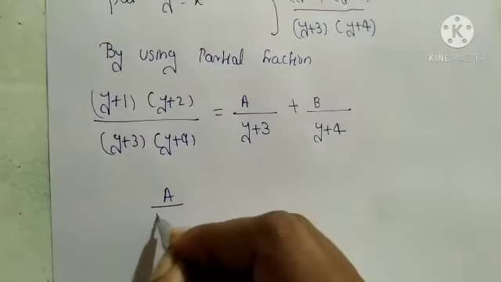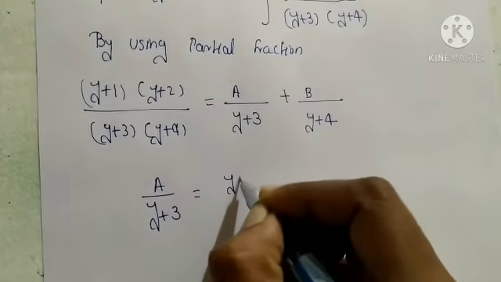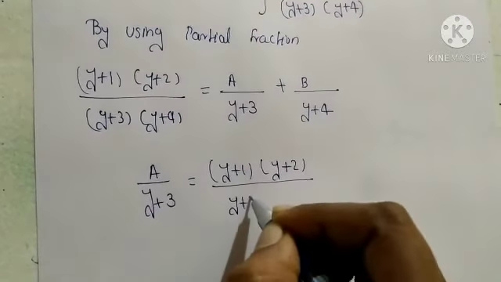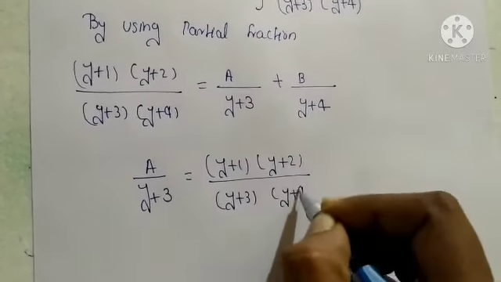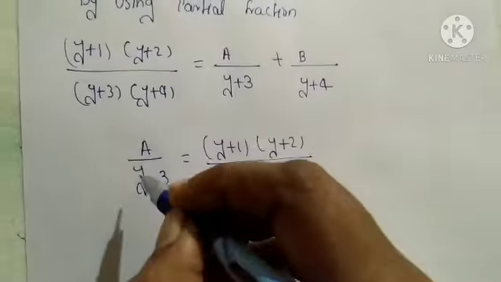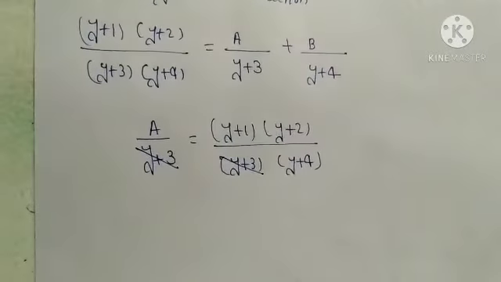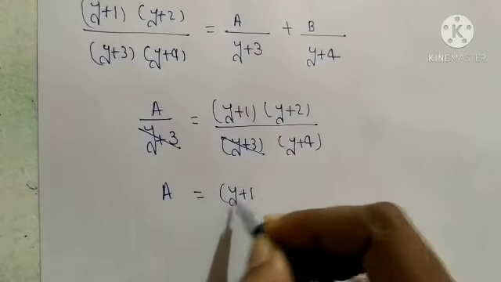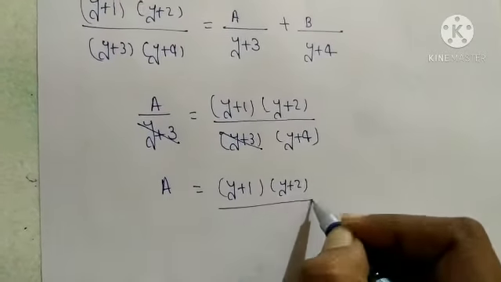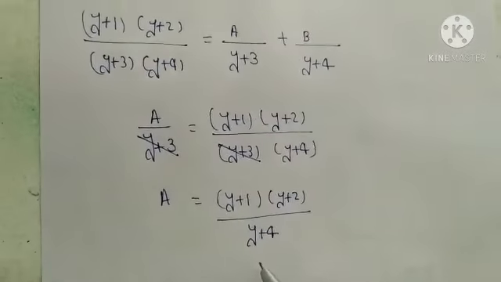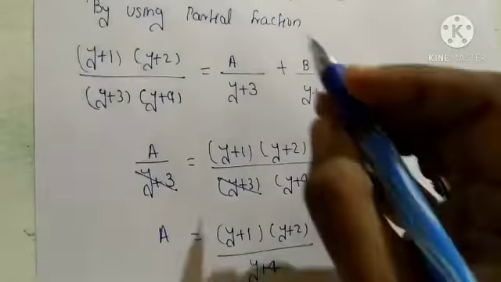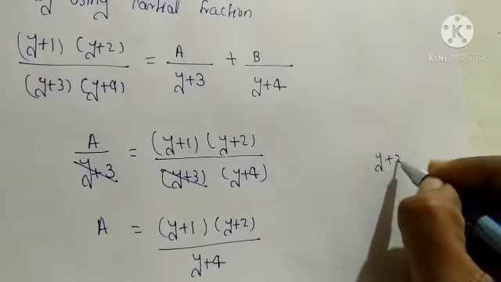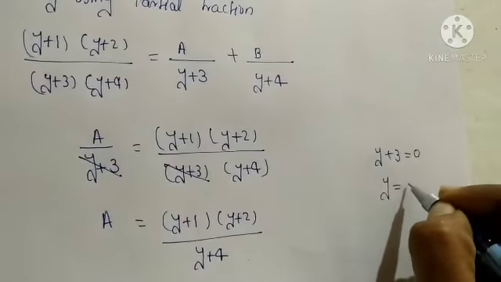So this can be written as a divided by y plus 3 equal to y plus 1 into y plus 2 divided by y plus 3 into y plus 4. Right, so cancelling this y plus 3, we get a equal to y plus 1 into y plus 2 divided by y plus 4. Next we need to find out the value of y in which the denominator of a becomes 0. So put y plus 3 equal to 0. From this we get y equal to minus 3.